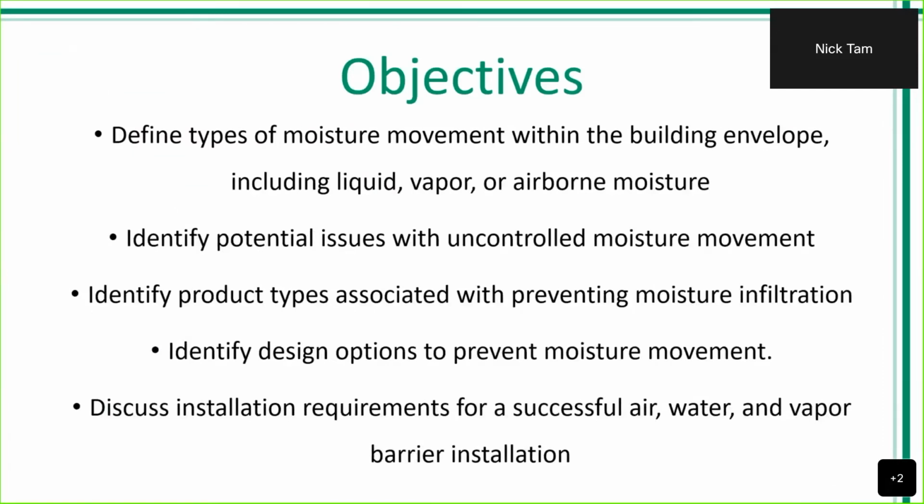So to go over the objectives, today we're going to talk about moisture movement and all the different types, as well as all the potential issues that do come from this unwanted moisture movement through our structures. There are a variety of products out there that help us be protected from this moisture movement, and we're going to identify all the variety of products out there. With products, though, we do have to integrate proper design. So we're going to talk about those different design options, as well as the best practices when installing these products onto our structures so that we can have a very well airtight structure.